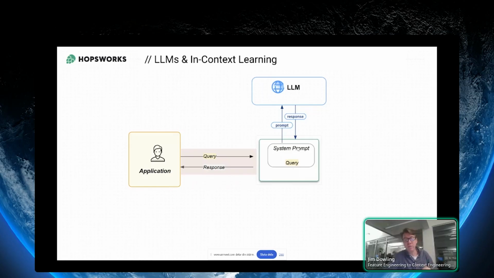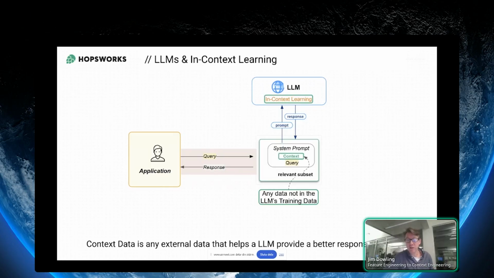But if we have some data that's not included in the LLM's training data, so the LLM doesn't know about that data, we can include a relevant subset of that data in the prompt that we send to the LLM. We call that data the context data. The purpose of context data is to help the LLM provide a better response to a query, and it will do that using in-context learning. So context data is the data we inject into our prompts, and in-context learning is one of the mechanisms we can use to help fulfill tasks and have agents do the work that we want them to do, which is to provide better responses to queries.